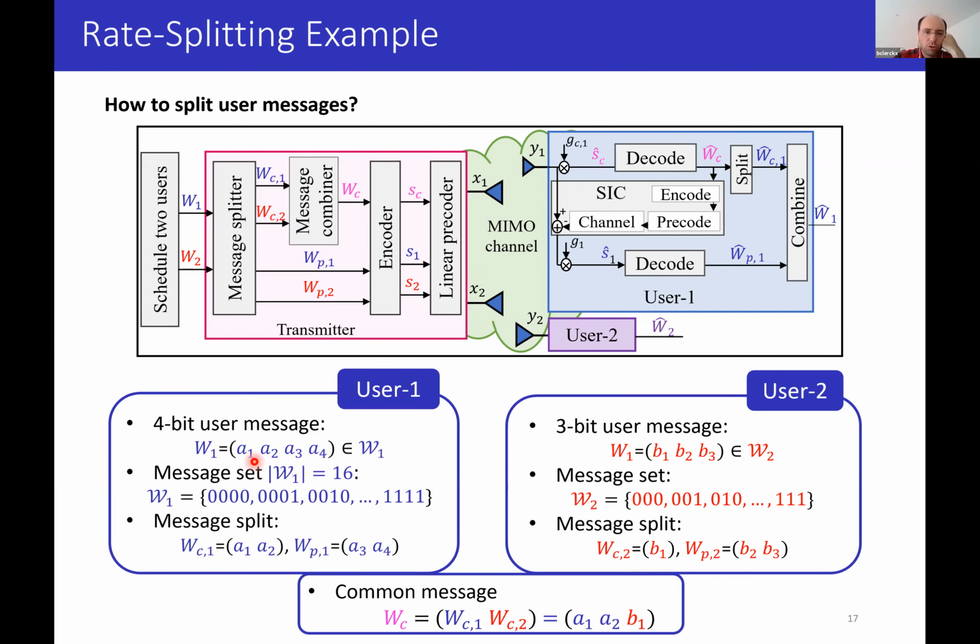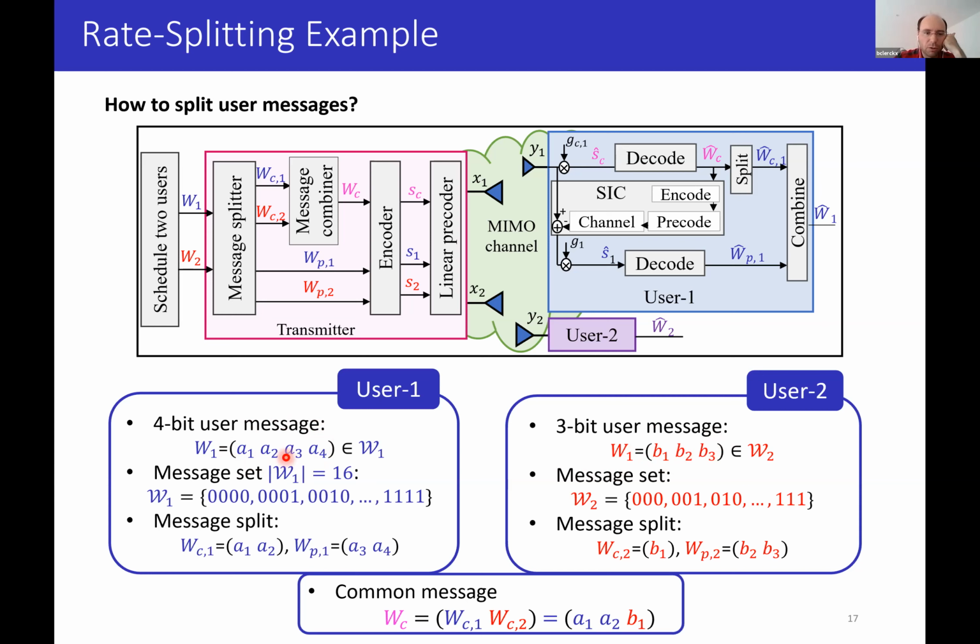I have 4 bits I want to transmit to user 1. If I'm doing SDMA, for instance, I will encode those 4 bits into a 16 QAM symbol. And for user 2, I will transmit, for instance, an 8 PSK symbol. Now, what we do is not that.